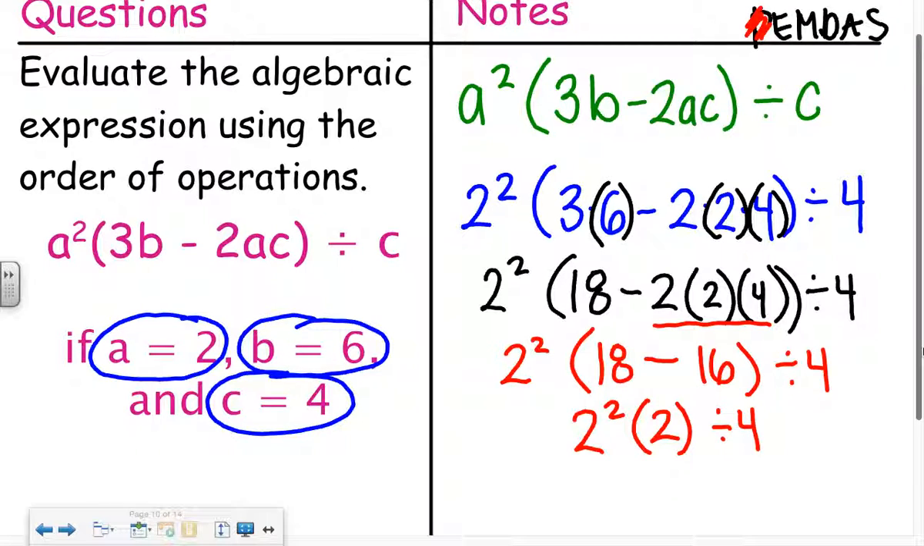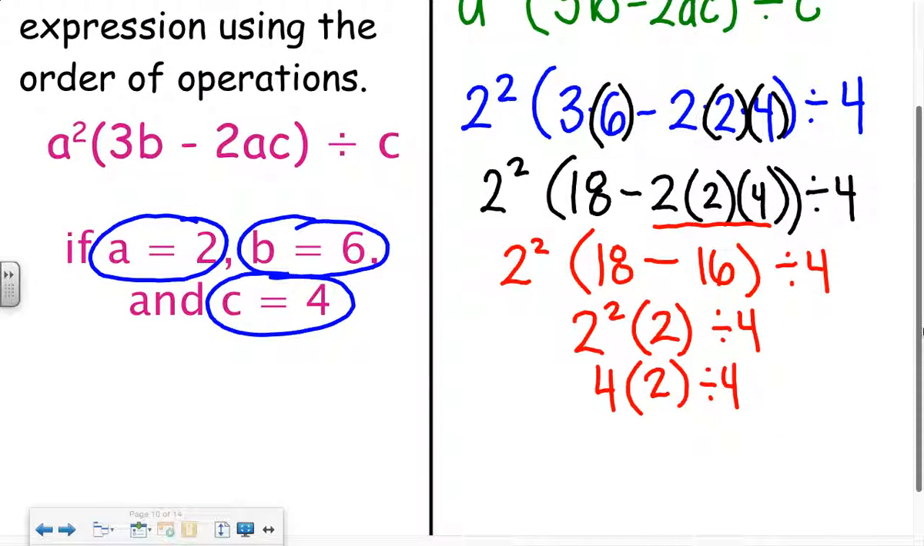Now I'm going to move to exponents. I do have an exponent. 2 squared is 4. So cross off exponent, and then remember I have to multiply and divide from left to right. 4 times 2 is 8. 8 divided by 4 is 2. So 2 is my answer.